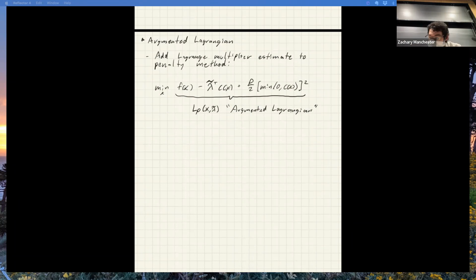Okay, apologies for bad handwriting. So the idea is we solve this minimization problem, and then we update our lambda estimate, this lambda tilde. You want to think about this as offloading the penalty term into the Lagrange multiplier term. I'll show you exactly what I mean.